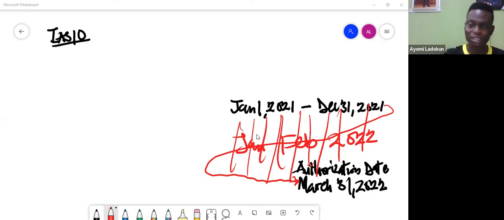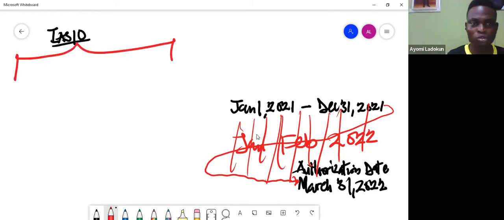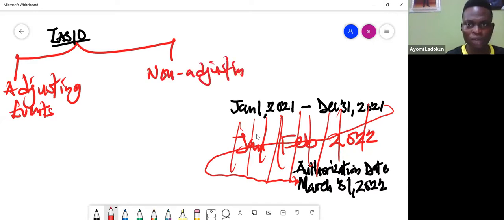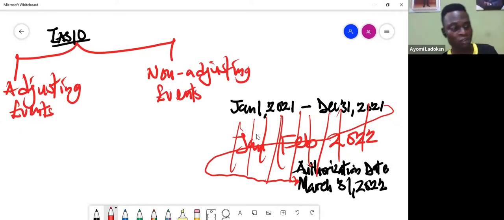There are those events, both favorable and unfavorable, that occur between the end of the reporting date, but before financial statements are authorized for issue. According to IAS 10, we have 2 types of events. Number 1, adjusting events, and non-adjusting events. So we have 2 types of events, adjusting events and non-adjusting events.